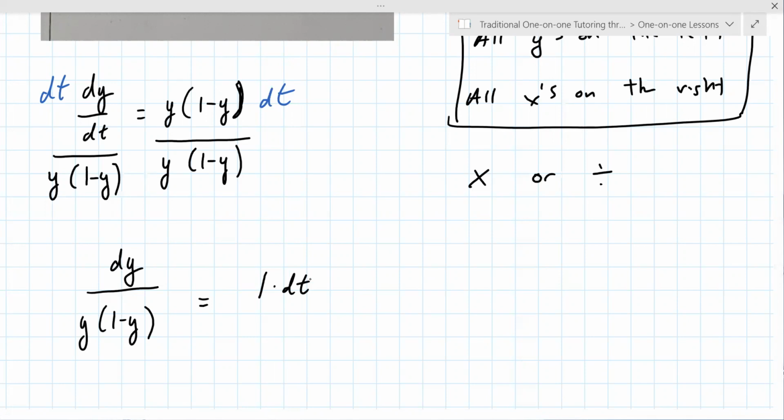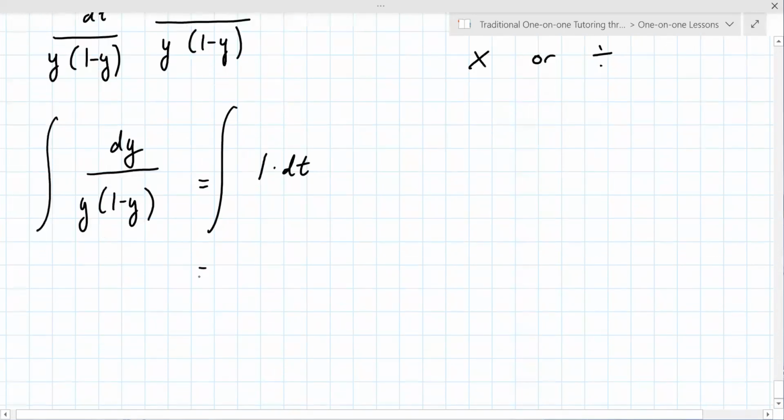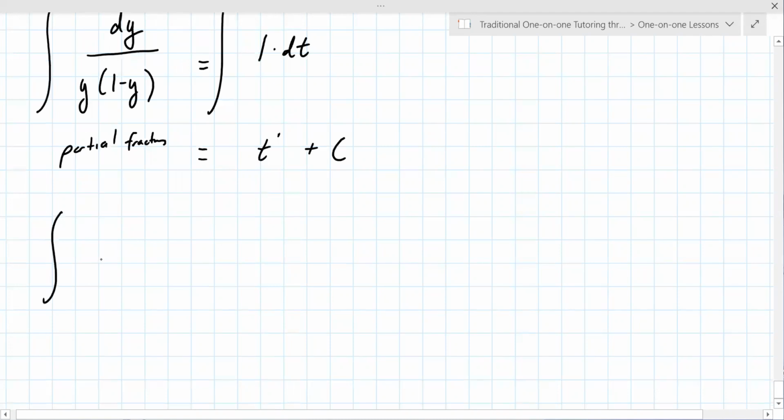Is there anything there that's uncomfortable or doesn't look right? No. Okay. All right, so on the right, you can integrate this. This becomes t plus c. This is the easy one. On the left, this is a partial fractions. So it ends up being the integral of 1 over y plus 1 over 1 minus y. And you can confirm that later. It actually just does work out nicely like this.